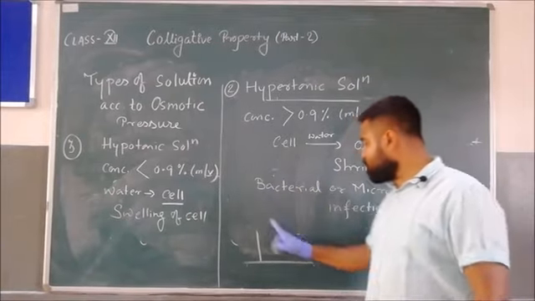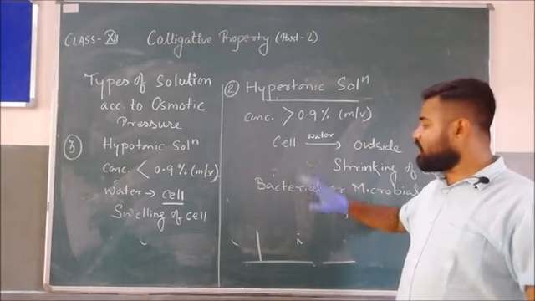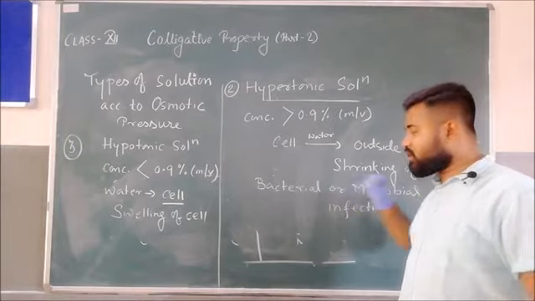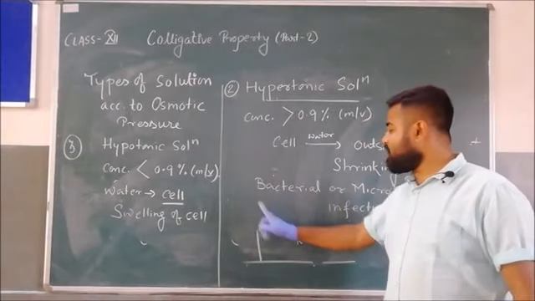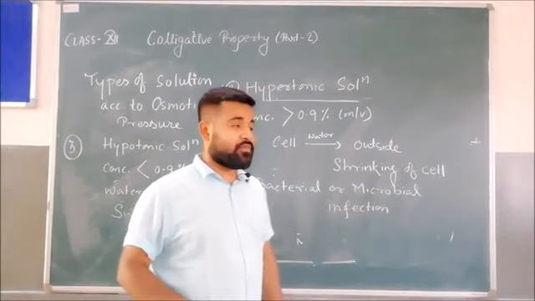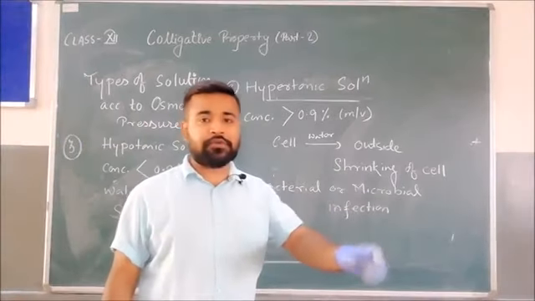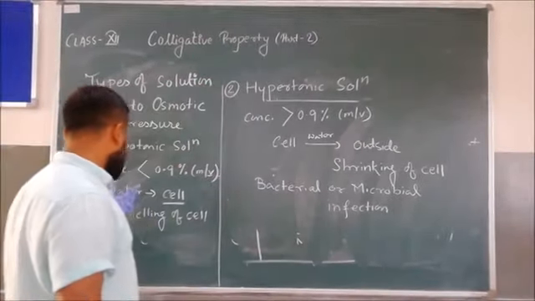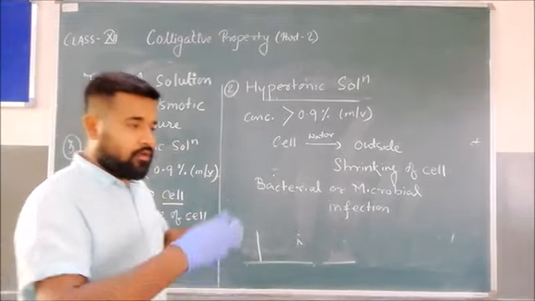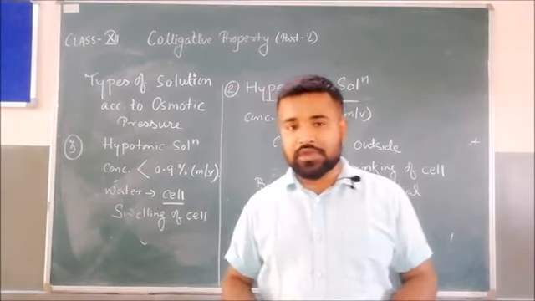Hypertonic solution is mainly used for bacterial or microbial infection. Why? Because it dehydrates the cell and the bacteria. Due to the shrinking of the cell, the water comes out from the cell and dehydrates the bacteria and microbes, and we can overcome the bacterial infection. Third type is the hypotonic solution. If the concentration is less than 0.9 percentage, the water moves inside the cell, there will be swelling of the cell and the cell will burst. Okay, so these are the three types of solution.